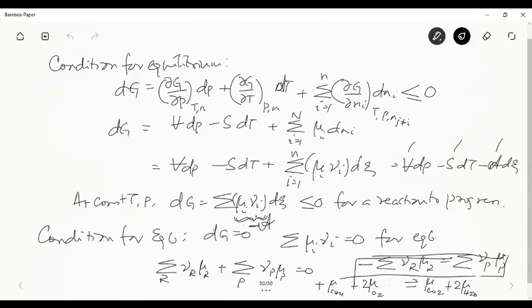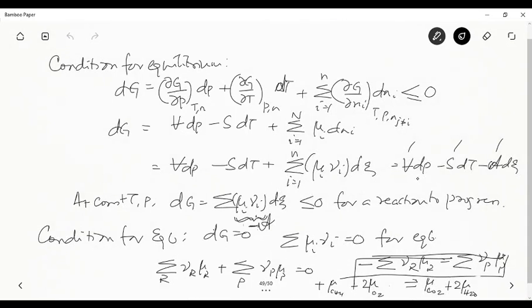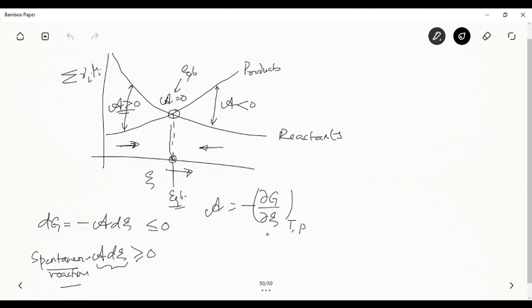So you can say that A is nothing but minus del G by del xi at constant T and P. Okay, so this is our definition for A. This minus del G by del xi at constant T and P is your expression for A. Okay, so if I take this definition, dG is equal to V dP minus S dT minus A d xi, we'll be able to derive the other property relationships.